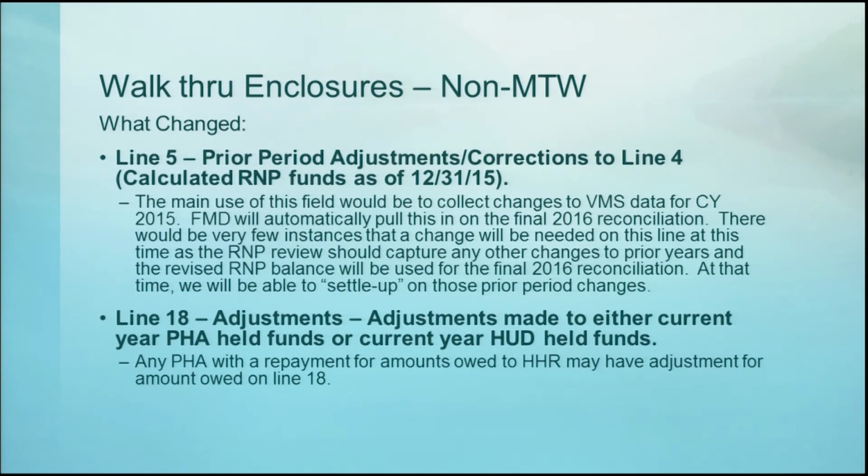The line 5 adjustment is used for prior period adjustments to line 4, calculated RMP funds as of 12/31/2015. These are adjustment changes to VMS data for calendar year 2015. These VMS adjustments are limited because HUD RMP reviews prior to year end usually capture any changes to prior years. Line 18 are adjustments in the current year for either PHA RMP or HUD-held reserves. An example would be any PHA with an amount owed to HUD may have an adjustment that reduces that balance.